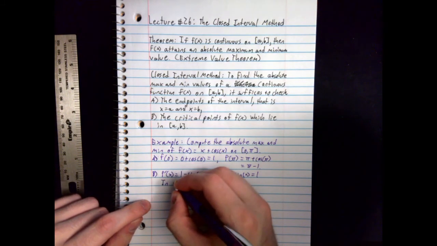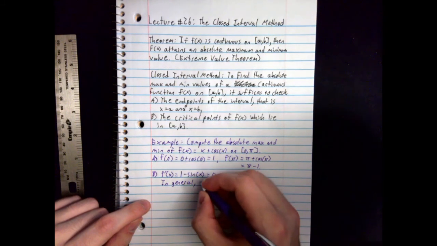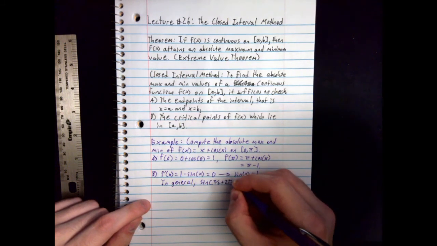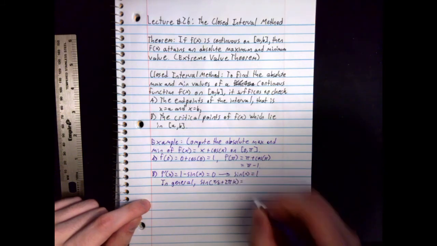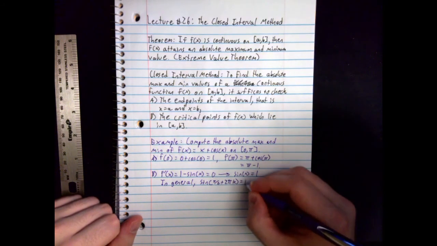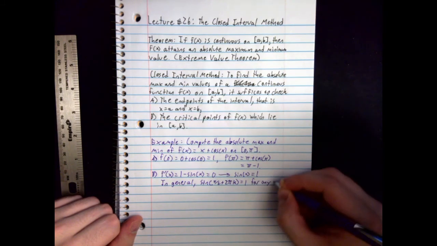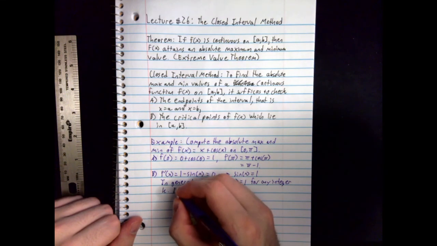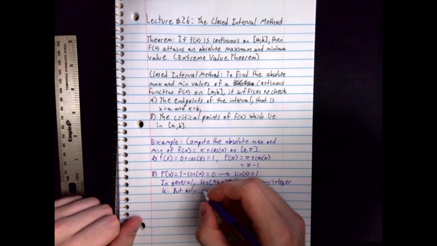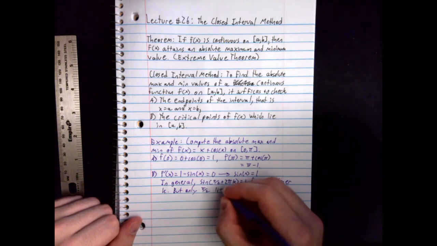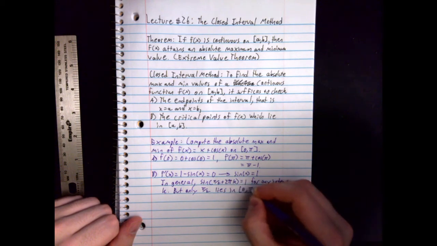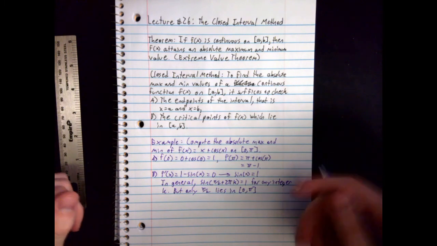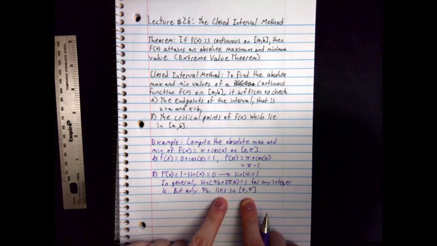So in general, sine of pi over 2 plus 2 pi times k, k being any integer, is equal to 1 for any whole number k, but only pi over 2 lies in 0 to pi. So it's the only one that I care about. It's the only one I have to check for my closed interval method here. So we've got our one critical point that happens to be lying in our interval.